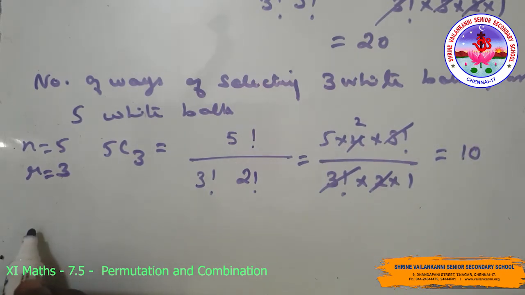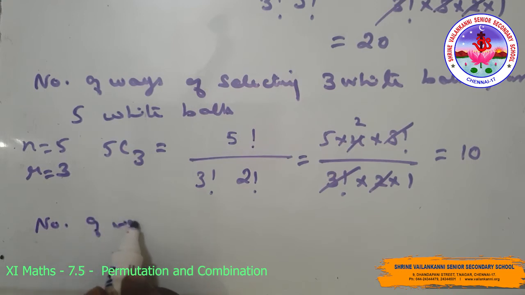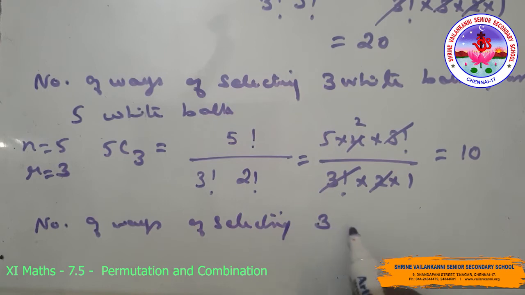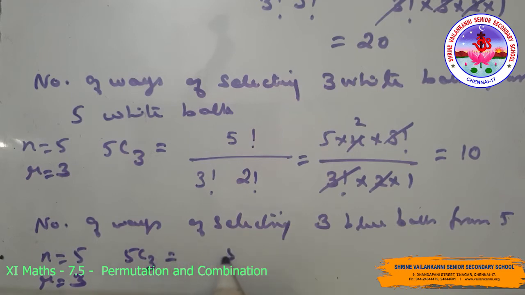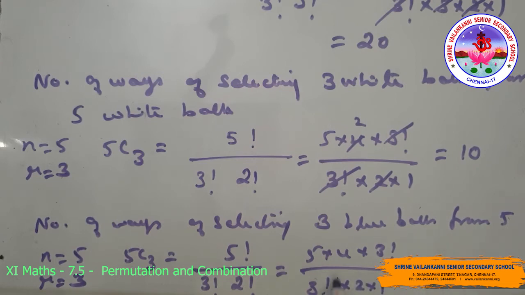Then the third one is the number of ways of selecting three blue balls from five blue balls. Here we have n is 5 and r is 3. So 5C3, which is 5 factorial by 3 factorial. Then 5 minus 3 is 2 factorial. The same thing, 5 into 4 into 3 factorial by 3 factorial into 2 into 1. So cancelling this, we get 10.